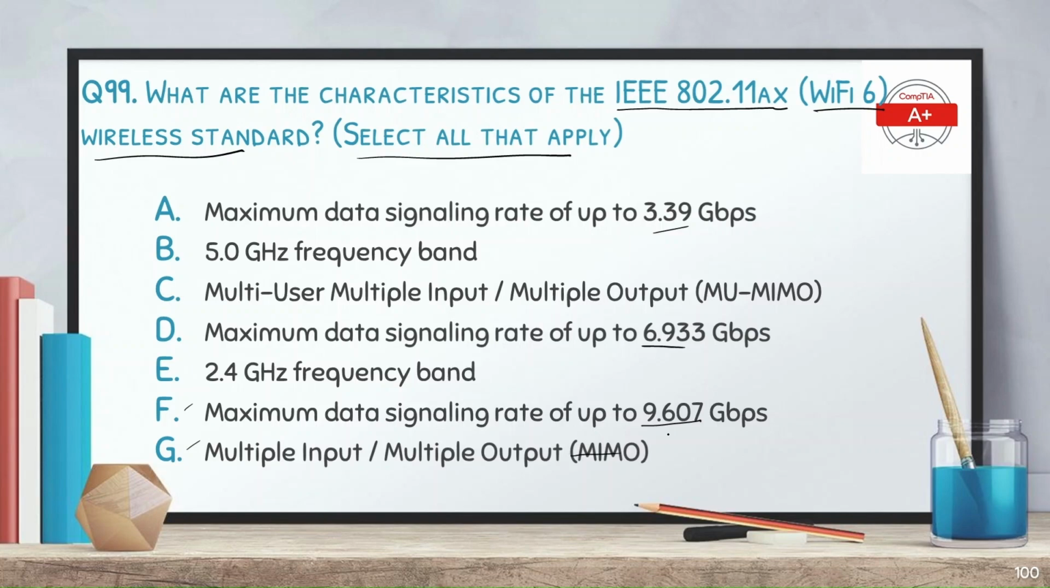And the correct options are that 802.11ax, or Wi-Fi 6, basically uses the 5.0 gigahertz frequency band. It is multi-user, multiple input, multiple output, that is MU-MIMO. Along with 5.0, it also uses the 2.4 gigahertz frequency band, and its data rate is up to 9.607 Gbps.